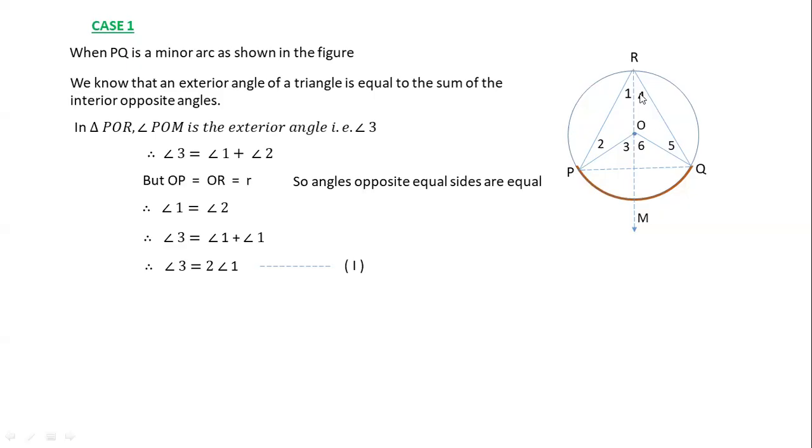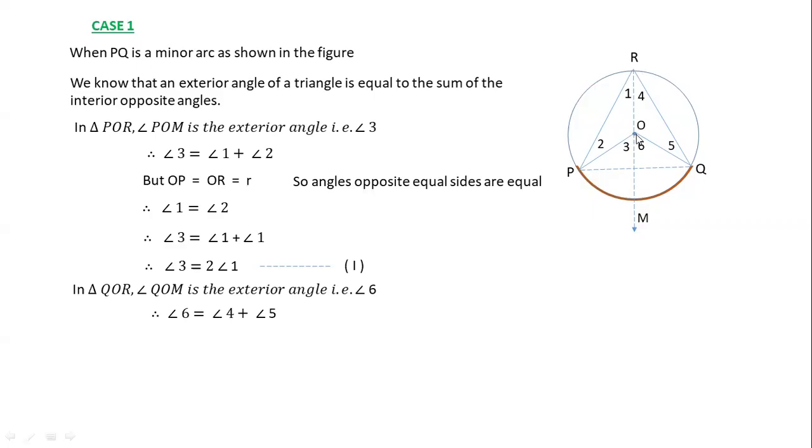Now we do the same thing with this side triangle, R, O, Q. If you take this particular triangle, angle 6 is the angle outside this triangle. So we write it here. In triangle QOR, QOM is an exterior angle, that is angle 6. The exterior angle is equal to the sum of opposite interior angles. So we use the same concept. Angle 6 is equal to angle 4 plus angle 5.